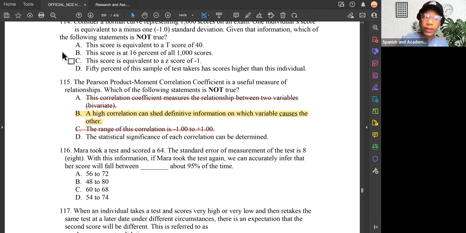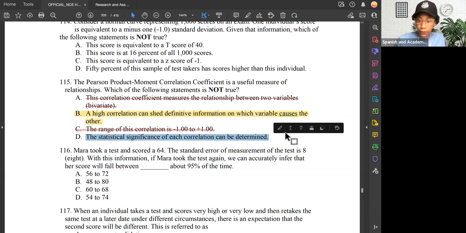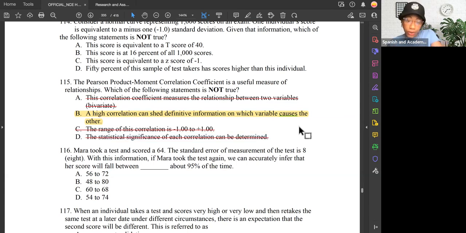Now, I also really want you to be mindful, if you are watching this video and taking notes, please don't write down 115B. Write down about the question, all right? Correlation coefficient, it measures relationships. Write down what a bivariate correlation is. Write down the range of the correlation and note that you can find a statistical significance for correlation. That way, if you see an exam question asking you which one is true, you have that answer. Not just which one is not true.